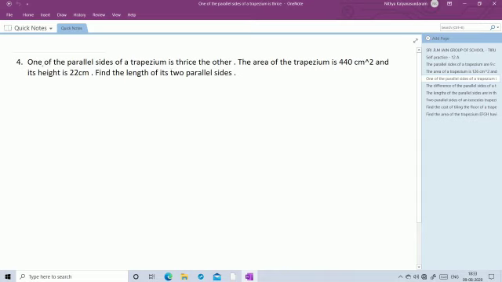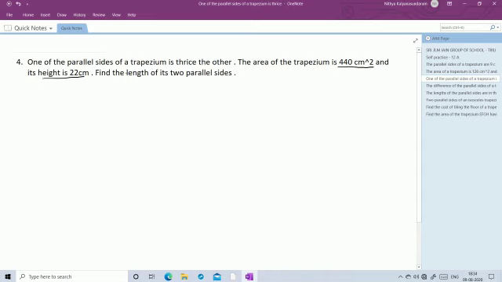In this question, they are given that one of the parallel sides of the trapezium is thrice the other. If you know one parallel side only, thrice means 3 times, so the other parallel side is 3 times the first. Then the area is given, 440 centimeter square, and the height is given, 22 centimeter.